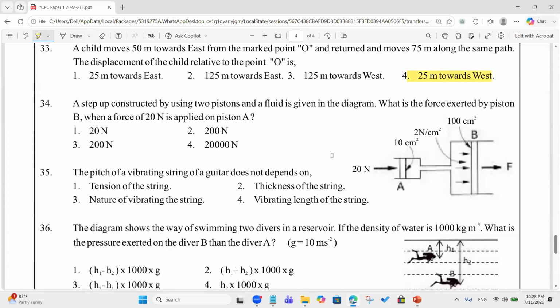Okay, 34. A setup constructed by using two pistons and a fluid is given in the diagram. What's the force exerted by piston B when a force of 20 Newton is applied on the piston A? Tell me your answer. Now on this piston, 20 Newton is applied and the surface area is 10 square centimeters. And here, what did they ask? What's the force? You have to find the force applied here.